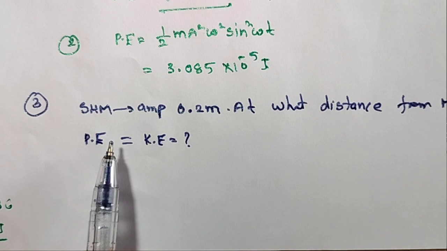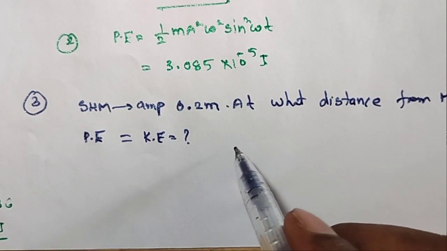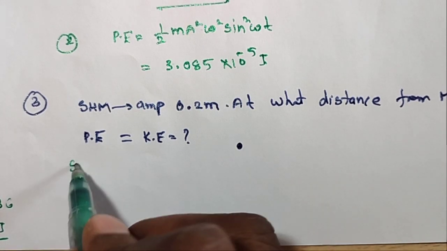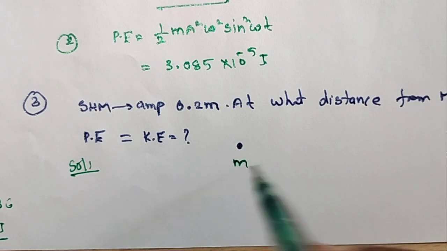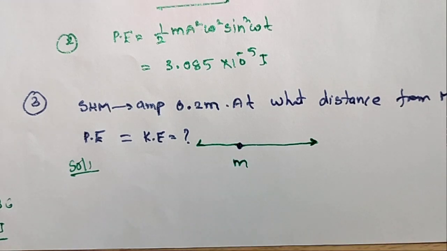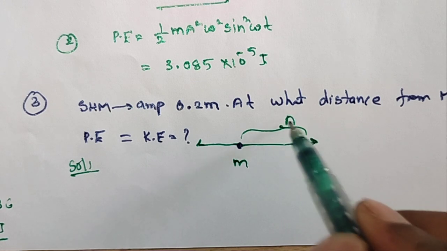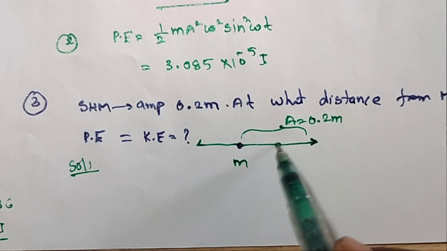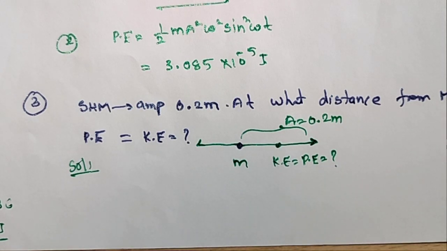The particle is moving in simple harmonic motion. Just I will give some hint. This is a particle of mass m, executing simple harmonic to and fro motion. What is our question? Here the amplitude is given, A is equal to 0.2 meters. At what point is the kinetic energy equal to the potential energy? This is the question. Okay, simple.